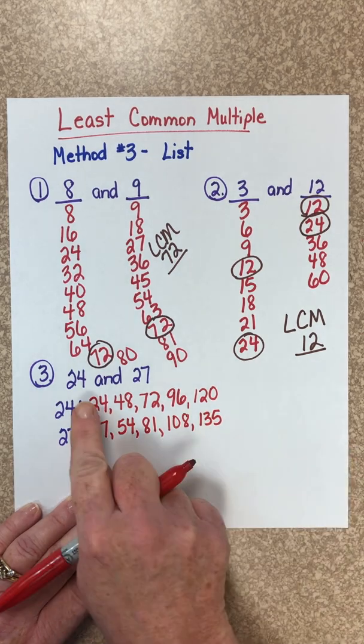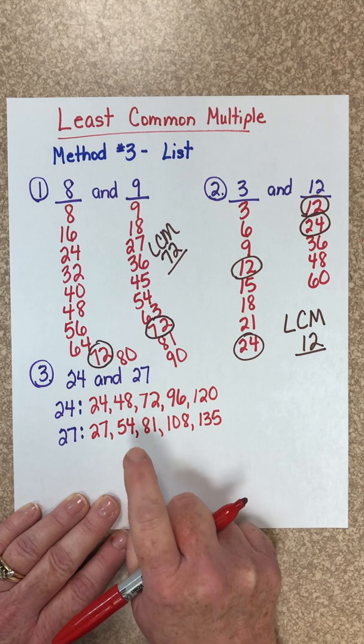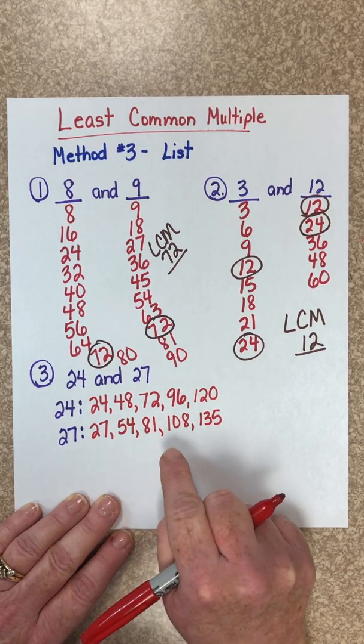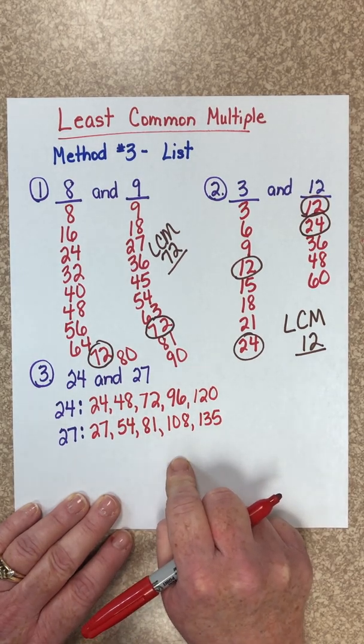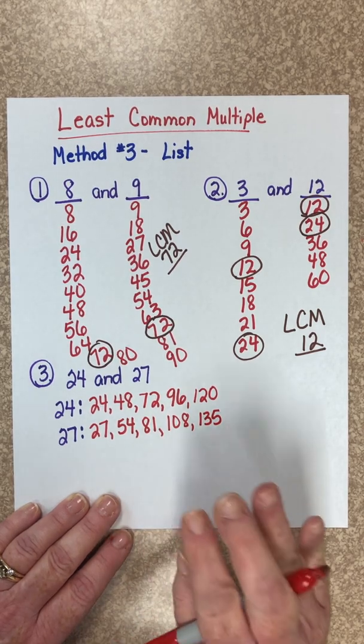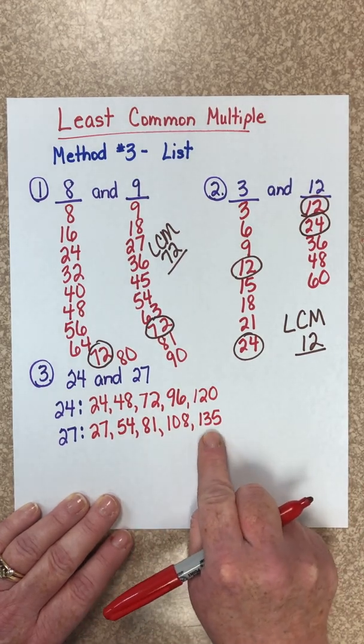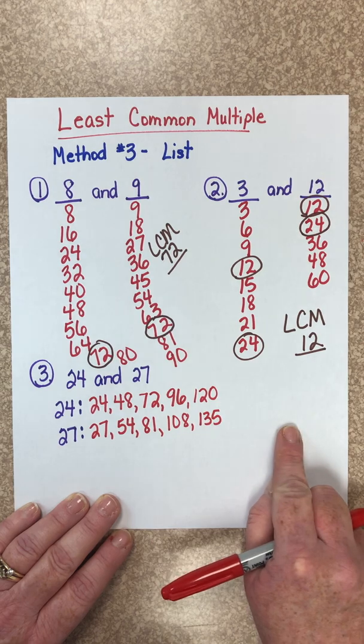So when you have larger numbers that you're supposed to find the multiples for, you may not want to use this list method. You may want to decide to use either the cake method or the tree diagram method. But I am going to continue here to show you that it is possible to find the multiples, but just understand that these numbers are going to get much bigger as we go.